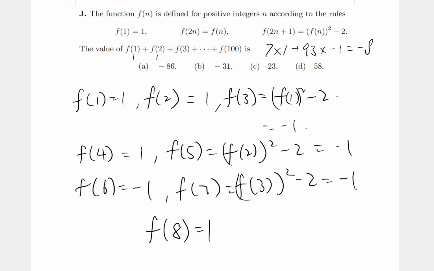And that gives us minus 86, right? Just 93 minus 7, which is 86, and put a minus in front. Cool. Well, good that the answer is there. So the answer is A, which is minus 86. And it's quite a nice question.